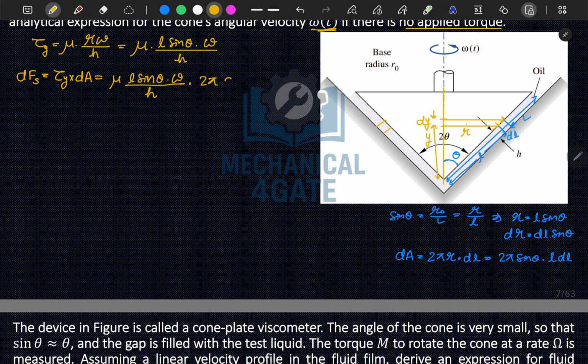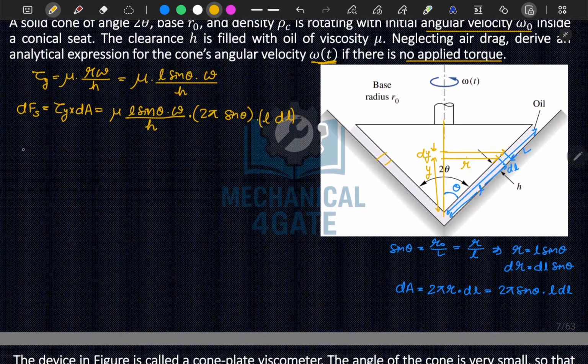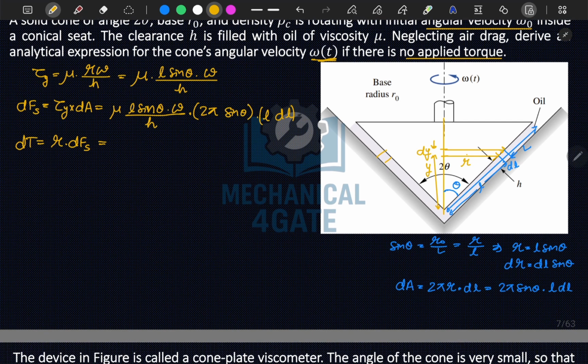2 pi sin theta into L dl. Okay. Now if I want to calculate the torque, I can write dτ is equal to r times dF. I think it would have been better if we had been proceeding with r only. So let me do it here for easier calculation and not so much misconception like we have here.